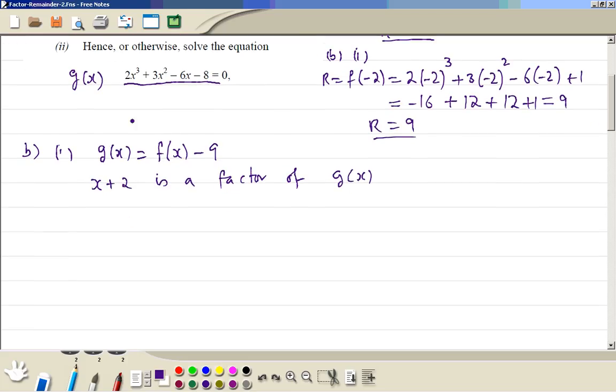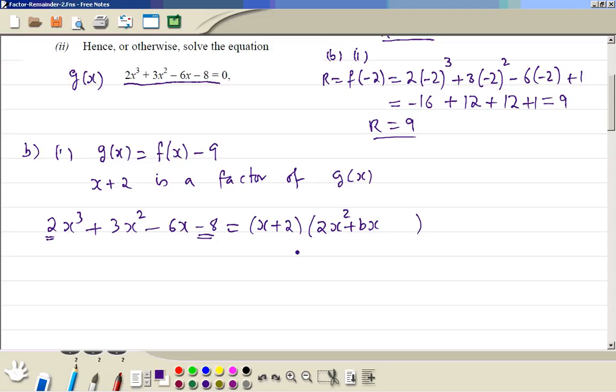Then, to solve, first we're going to factorize. So 2x cubed plus 3x squared minus 6x minus 8. Now one factor is x plus 2. The other quadratic factor, because we got 2x cubed, so we have to have 2x squared there. So that gives you 2x cubed. Then bx, we don't know b, but c, because we got minus 8, so 2 times something has to give you minus 8, so it's minus 4.